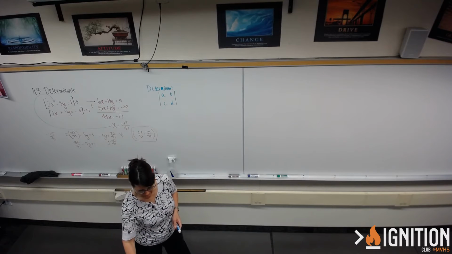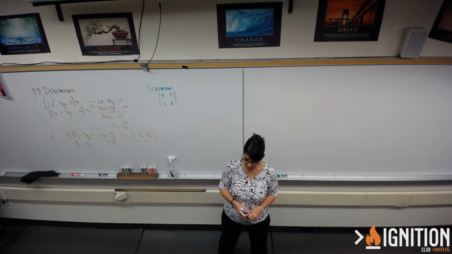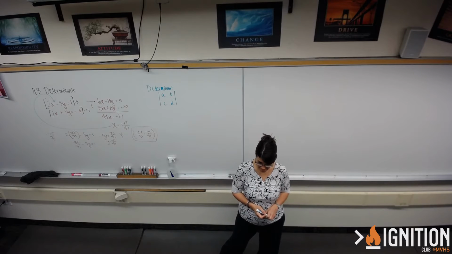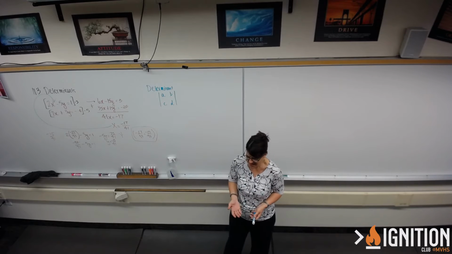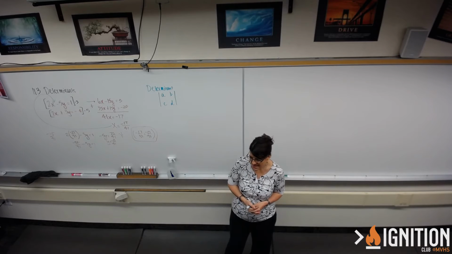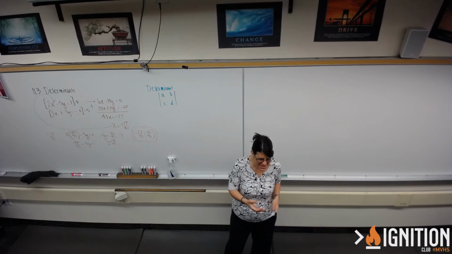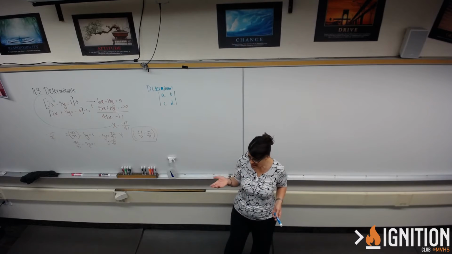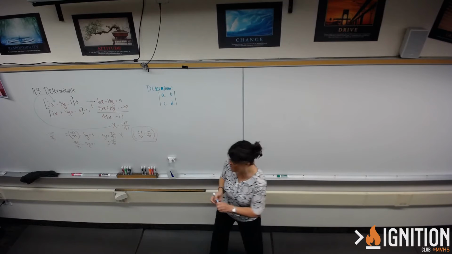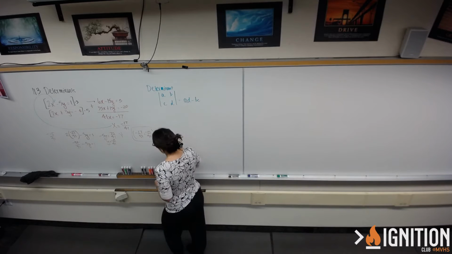AD minus BC. Or CB? Well, AD minus BC or AD minus CB? Alphabetical. Does it matter? No. What's BC? What's CB? Commutative property of multiplication. 6 times 20, 20 times 6, who cares. So that shouldn't even be a question. So the determinant of this is AD minus BC.